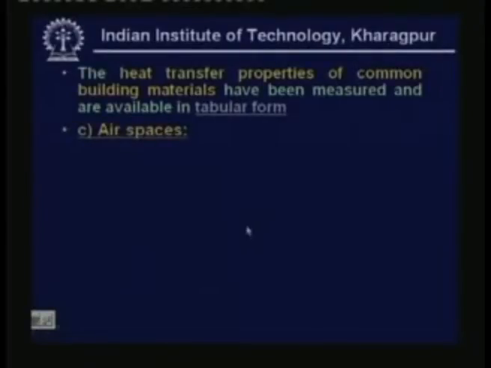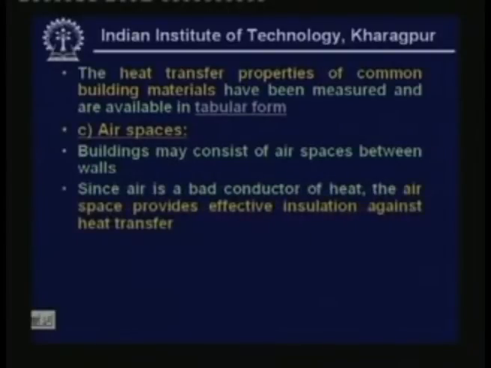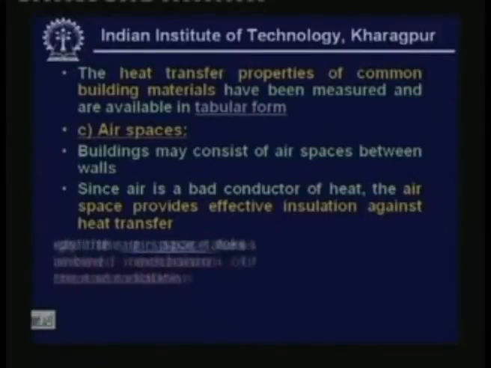Now let us look at air spaces. What is an air space? Buildings may consist of air spaces between walls, and air spaces may also be there, for example, in the false ceiling or in attic space. And since air is a bad conductor of heat, the air space provides effective insulation against heat transfer. So this is one of the reasons why air spaces are used in buildings. It provides good insulation against heat transfer, so the load on the building gets reduced.